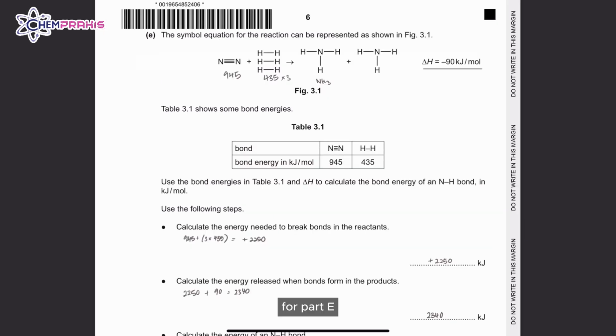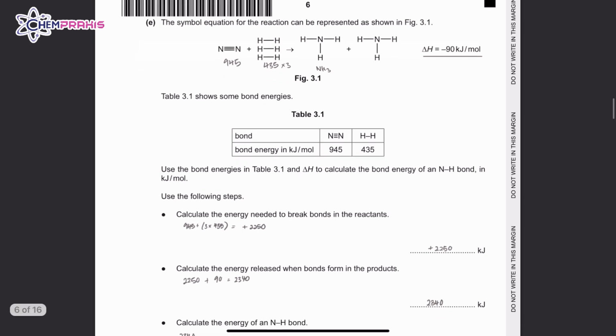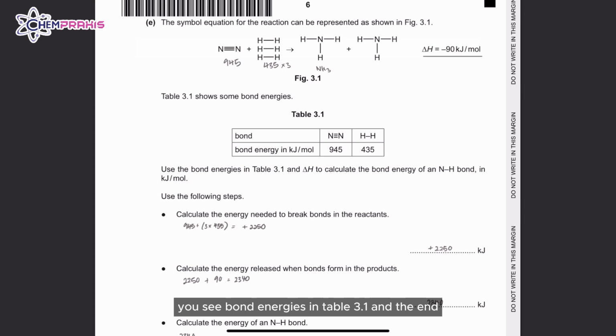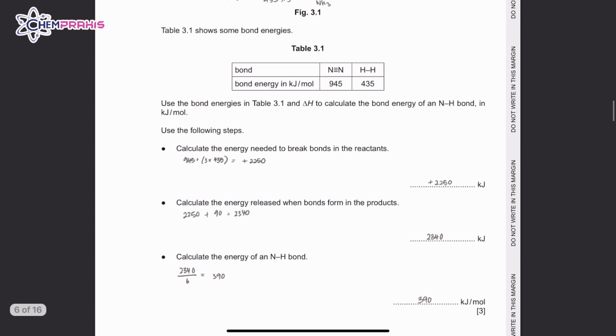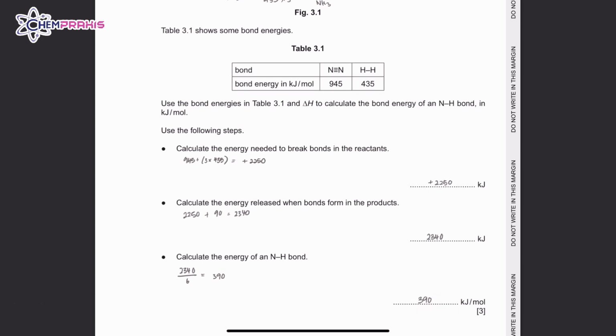For part E, the symbol equation for the reaction can be represented as shown in figure 3.1. Table 3.1 shows some bond energies. Use the bond energies in table 3.1 and the enthalpy change to calculate the bond energy of N-H bonds in kilojoules per mole. Calculate the energy needed to break bonds in the reactants.